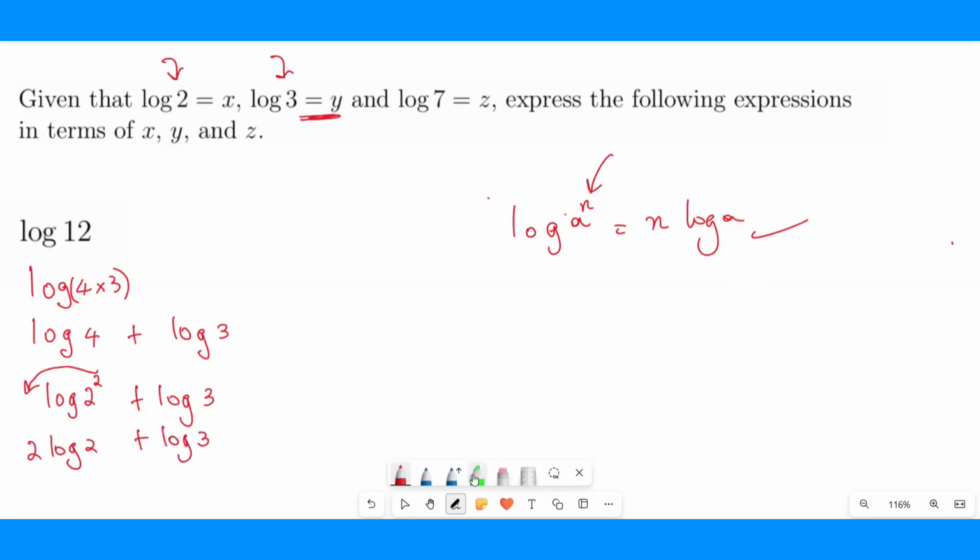And now we are able to substitute the log of 2 and the log of 3 with these up here. So what are we having there? Log 2 is the same thing as x, so it's going to be 2x plus log 3, but the log of 3 is y. So this could be represented as 2x plus y. Right? So let us see what the other problem is about.